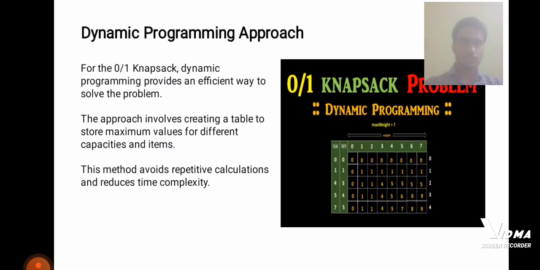Dynamic programming approach. For the 0/1 knapsack, dynamic programming provides an efficient way to solve the problem. The approach involves creating a table to store maximum values for different capacities and items. This method avoids repetitive calculations and reduces time complexity.